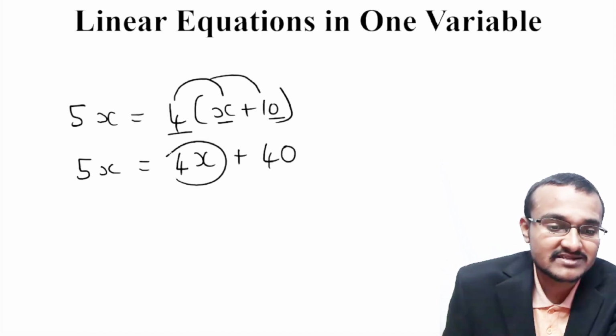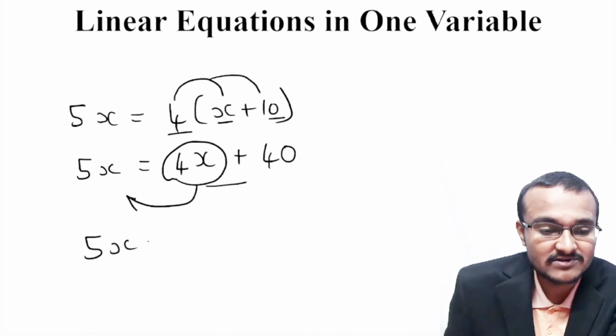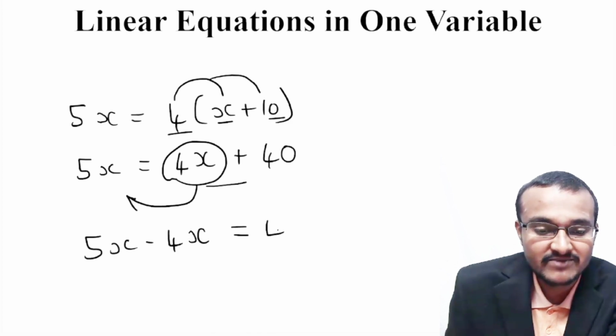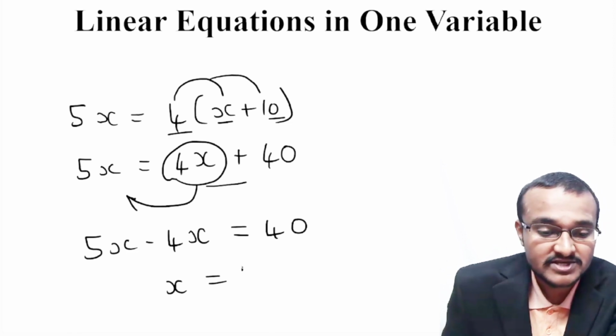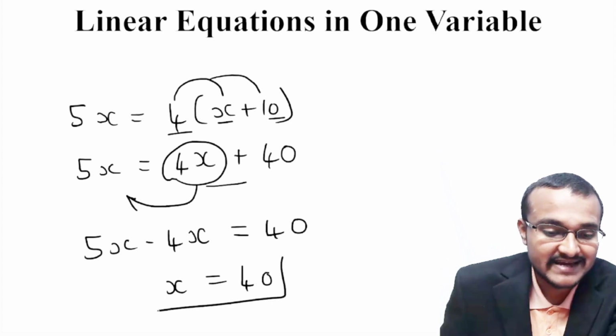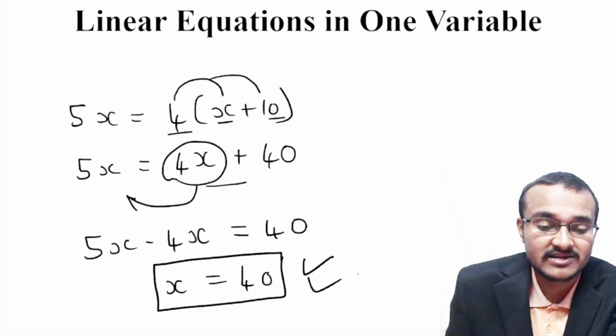Now you can bring this 4x to the left hand side. So it is plus 4x. So when you bring that to the left hand side, it will become minus 4x. So 5x minus 4x will be equal to 40. So 5x minus 4x is x, because 5 minus 4 is 1, is equal to 40. So x is equal to 40. So the answer for the 7th question will be 40.